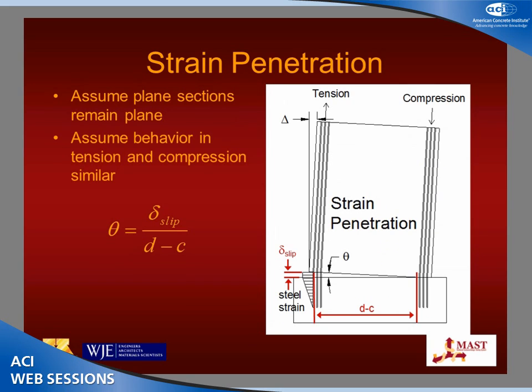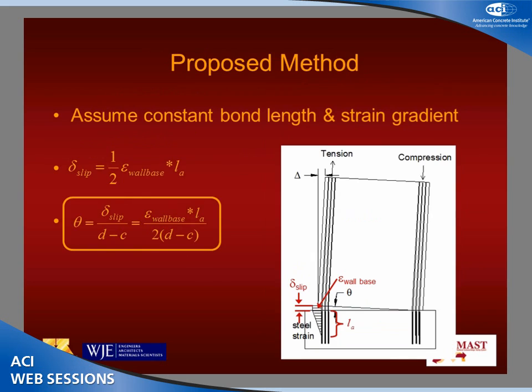Then finally, strain penetration, we are to simplify this as far as possible, assuming plane sections remain plane, which would mean that you assume that somehow we have an impossible physics problem over here in the compression block. And assuming that behavior in tension and compression are similar, basic geometry here to calculate a rotation at the base, so a rigid body rotation at the base from a slip of the tension steel.